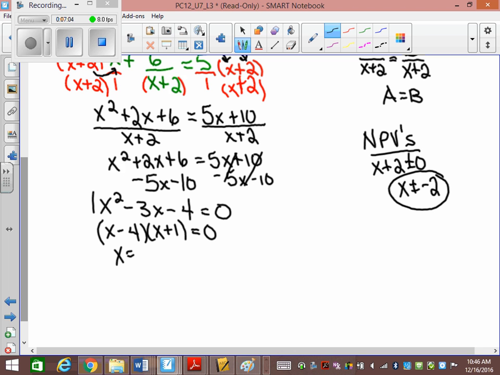So I get x equals 4, x equals negative 1. I check my NPVs. Are either of these my NPVs? No? So they should be good. So x should equal both of those. We're going to check it graphically.